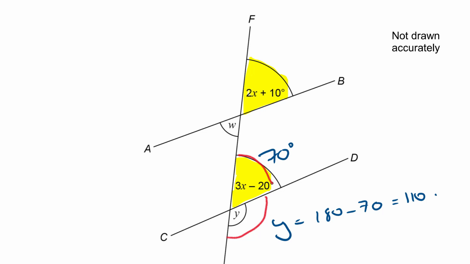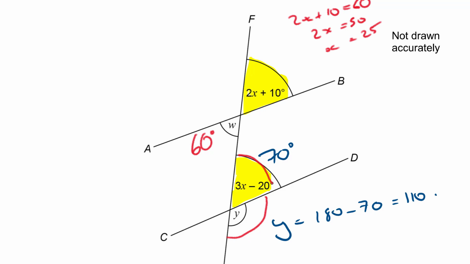Let's write in a different color pen so it's different from my working from before. So if this is 60 degrees, then so is this angle over here because it's vertically opposite. So 2x plus 10 is equal to 60. So that makes 2x equal to 50, x equals 25.